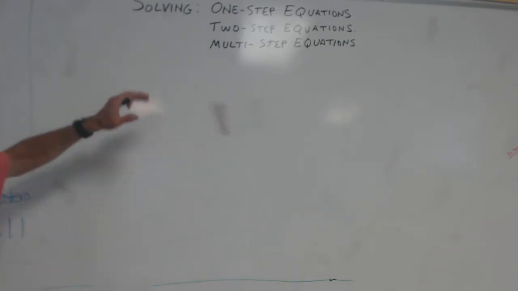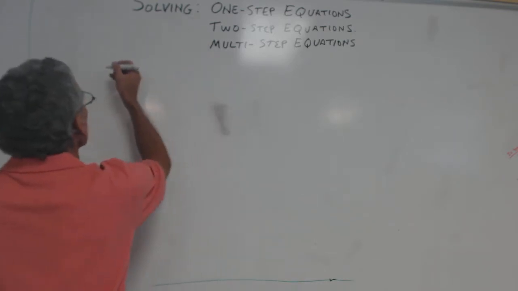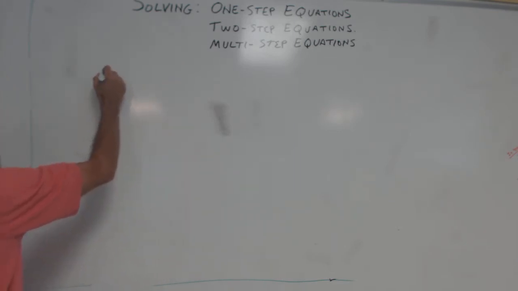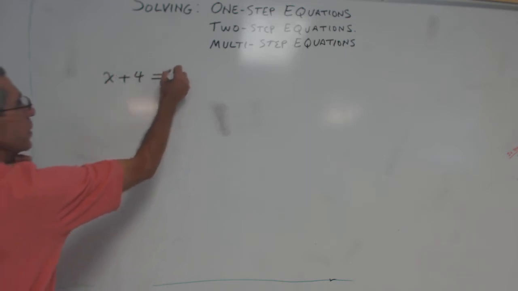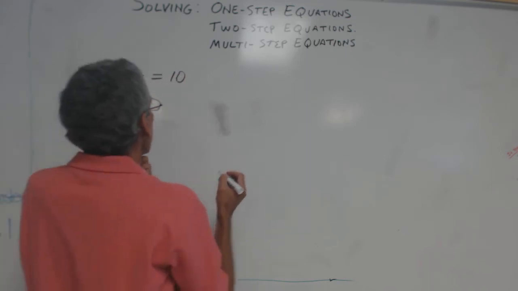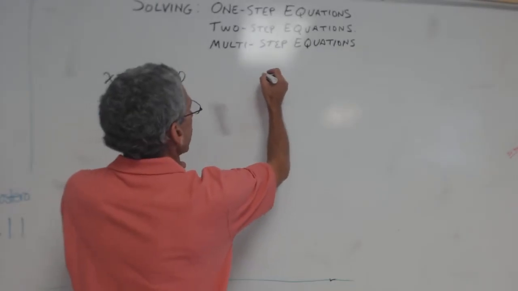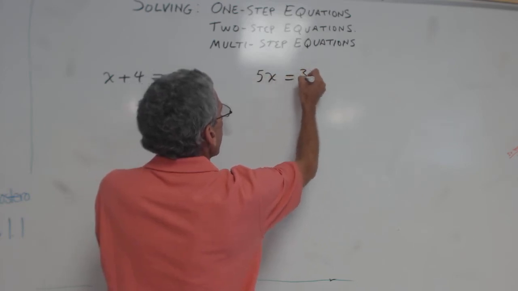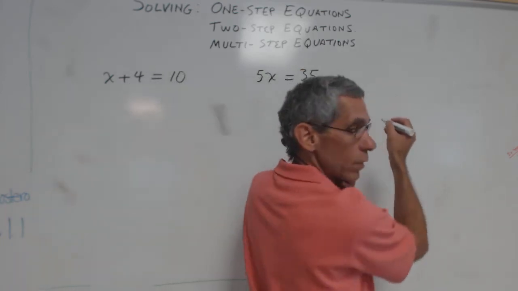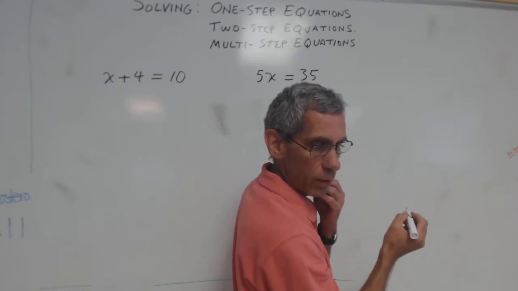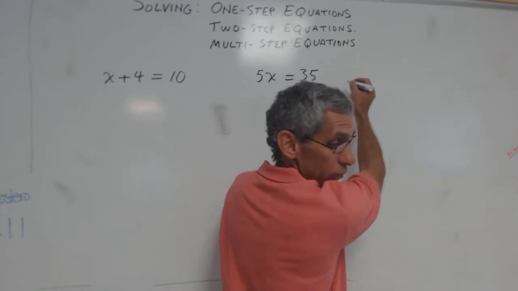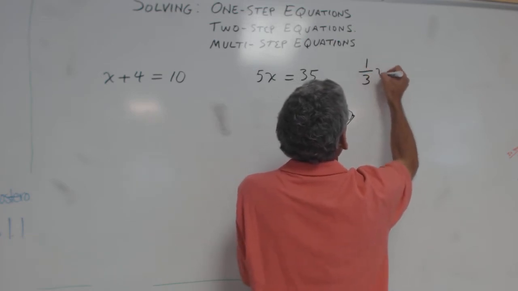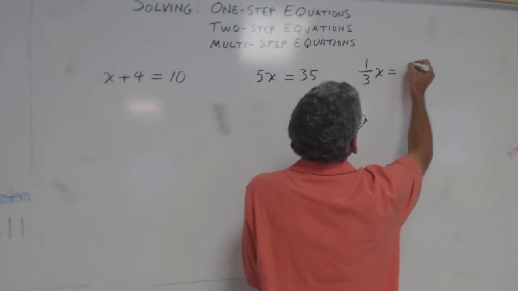Okay, so we're going to start one-step equations. This is the first thing we're going to do. I'm going to write a few things. Let's see, we'll have x plus 4 equals 10. Then let's say 5x equals 35. I don't have a whole board here. That's okay. And then I have 1/3 x equals, I don't know, 6.